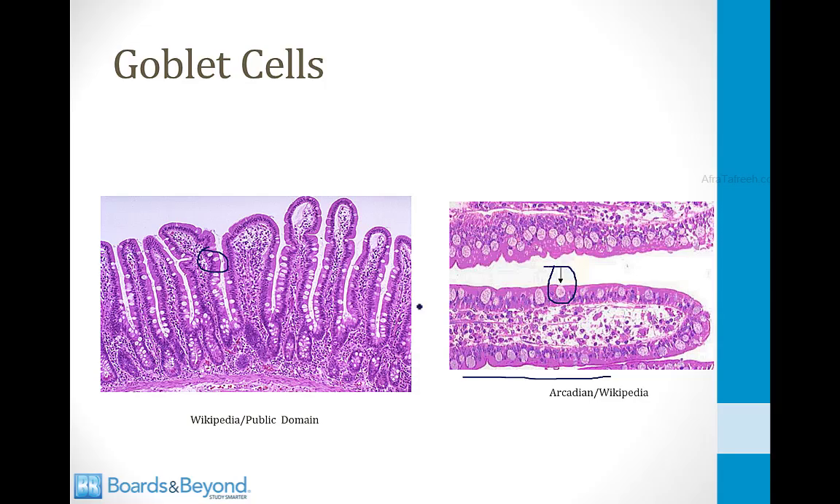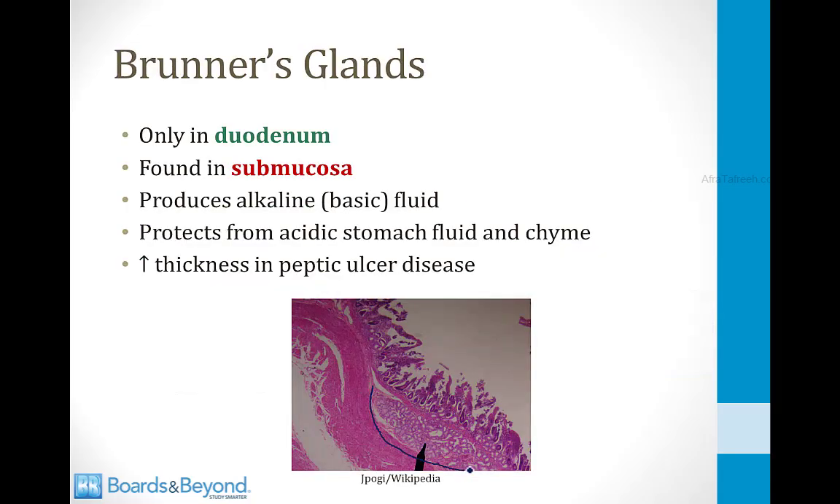Shown on the screen is a picture of a Brunner's gland. This is a gland you can find in the submucosa of the duodenum. This is the muscular layer of the mucosa. Everything up here is mucosa. This Brunner's gland is located in the submucosa, and its job is to produce alkaline or basic fluid to neutralize the acidic fluid coming from the stomach.